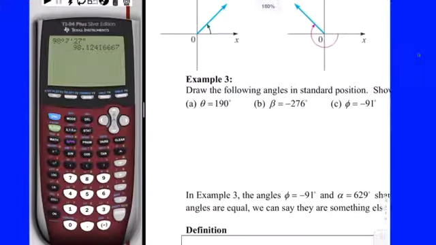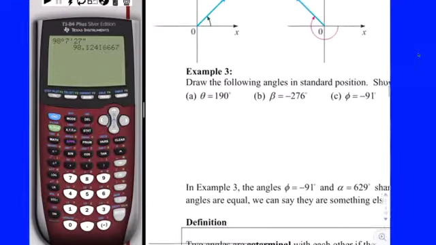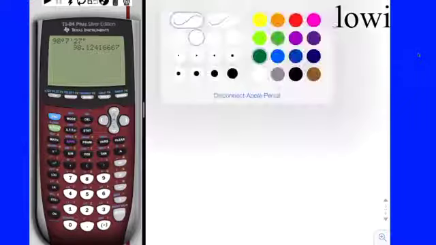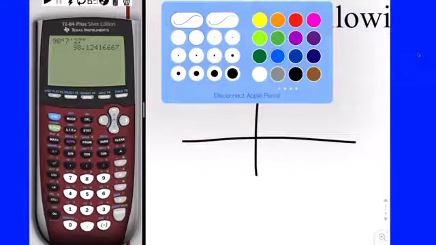Example 3: draw the following angles in standard position. It says to show the arc between the initial and terminal ray. We'll do theta equals 190. I'll do this one with you. So, draw your x and y axis first. That's the first step.